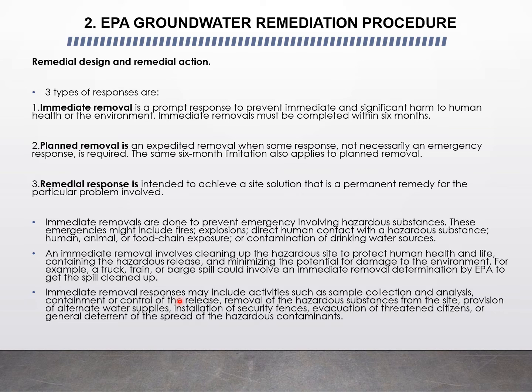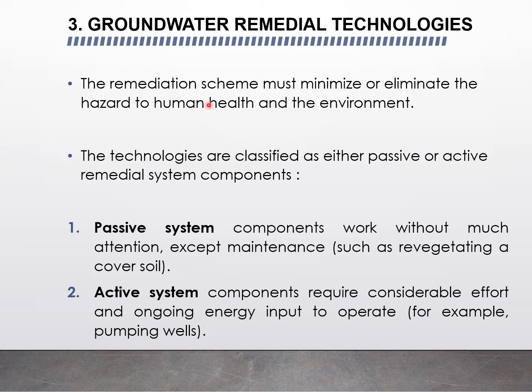An immediate removal response may include activities such as sample collection, analysis, containment or control of the release, removal of hazardous substance from the site, provision of an alternative water supply, installation of a security fence, evacuation of affected citizens, or general deterrence of the spread of the hazardous contaminant. The remedy scheme must minimize or eliminate the hazard to human health and the environment. The important thing is human health. If human health is affected by the contaminant, we need to do something.